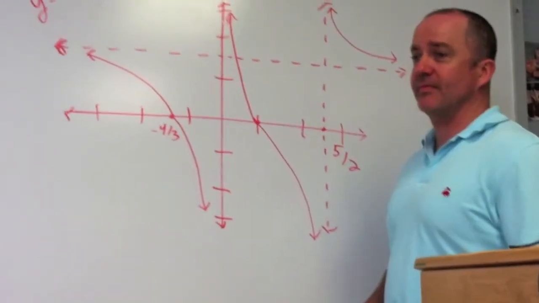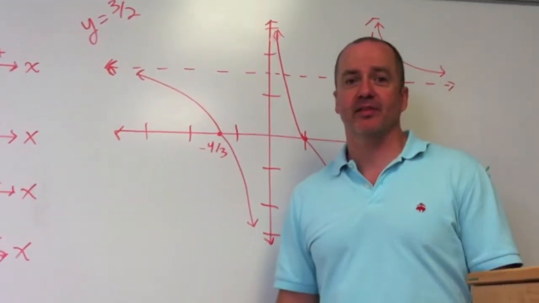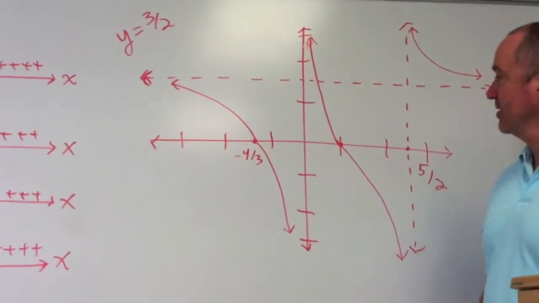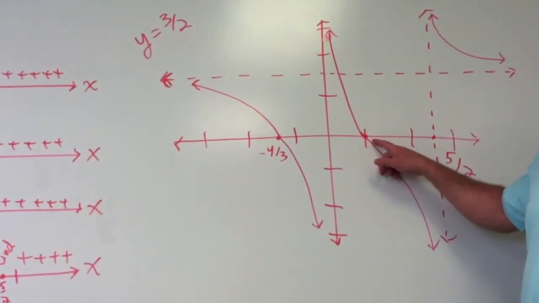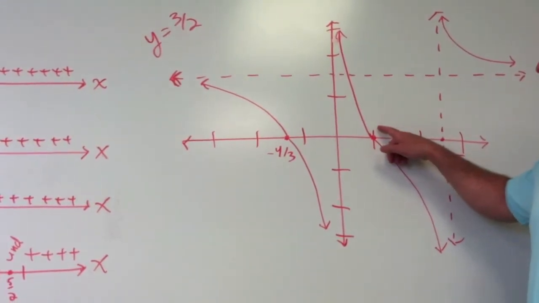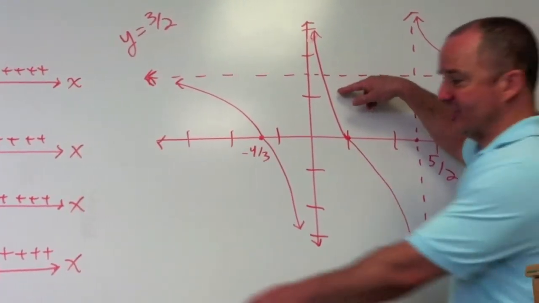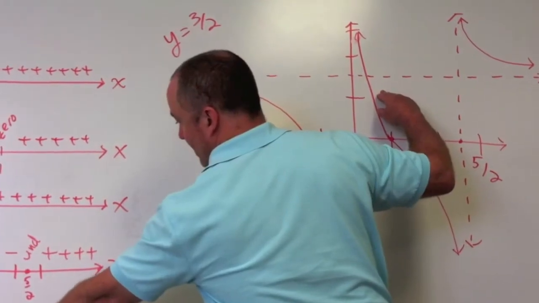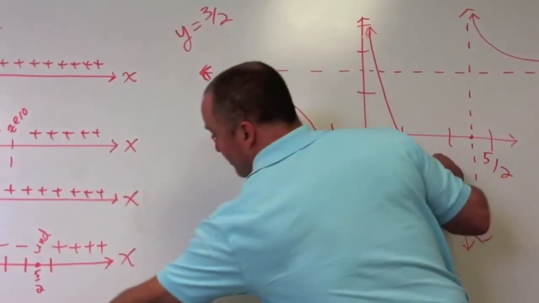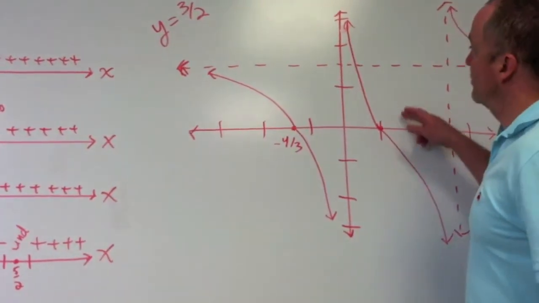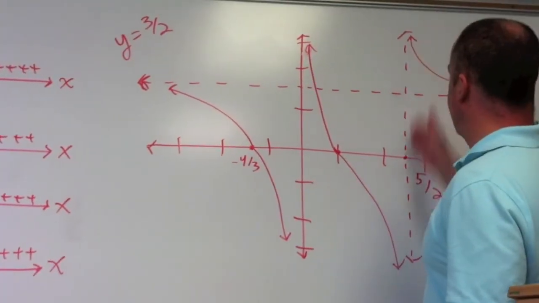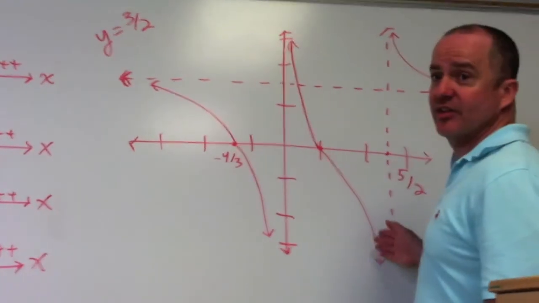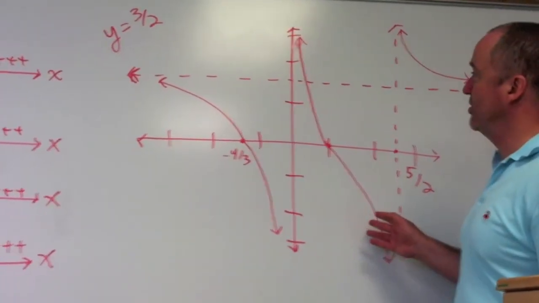Wait, yes? How do you know where to graph the 1, like when x is 1? How do you know it goes down? Oh, okay. Well, we knew this was a 0, and we knew it was positive to the left of the 0. We knew it was negative to the right of the 0, and we knew it had to snuggle up to the y-axis as a vertical asymptote. We knew it had to snuggle up to x equals 5 halves on this side. So this is really about all it could do.